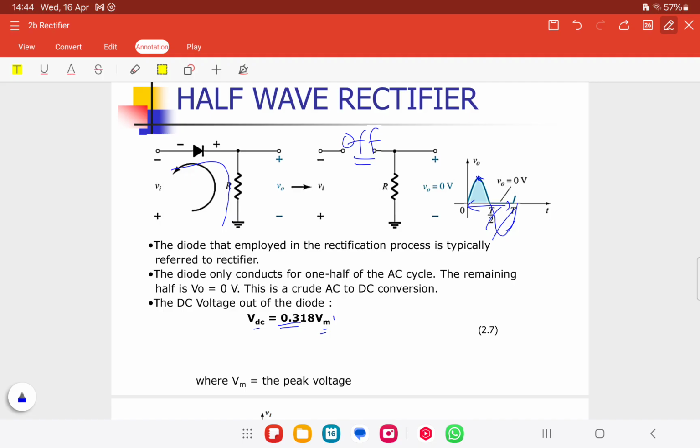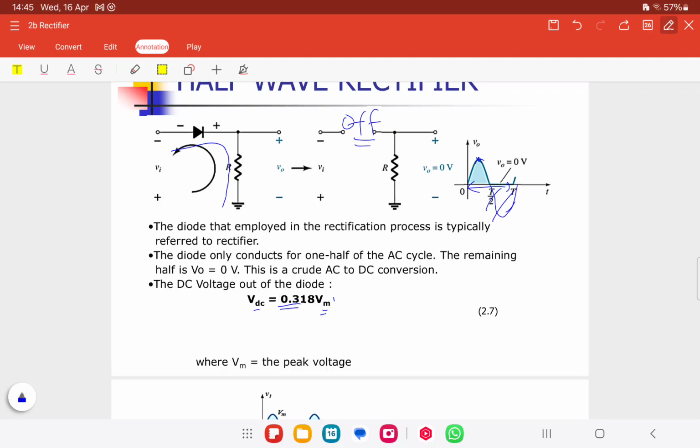You guys have studied this in EPE too, right? Already forgotten. Okay, 0.318. Try calculating 1 over pi, what do you get? VDC equals VM over pi. That is the formula. So it is actually the same thing. This is for the ideal diode value.